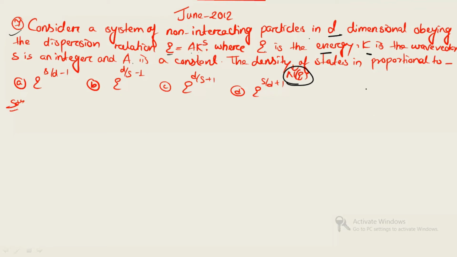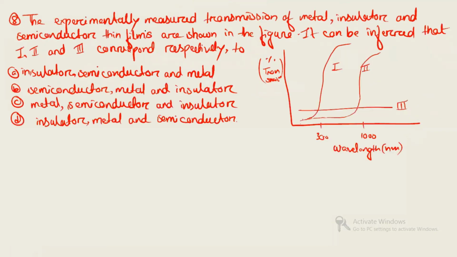You know the density of states is generally denoted by this also, but here it is given N(E). So it is proportional to what? Energy epsilon or E, whatever it is, to the power d by s minus 1, right? This is the general form, and this is a very easy question. So directly you can see the correct option is option B.